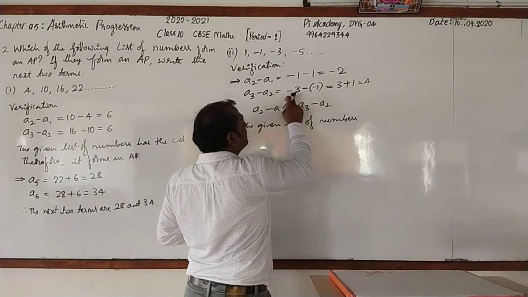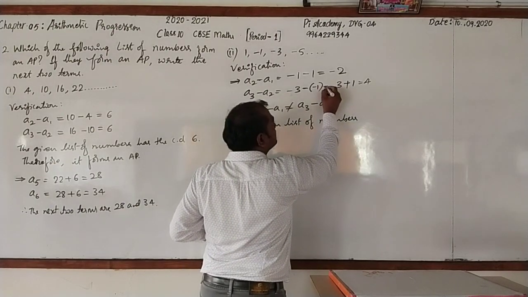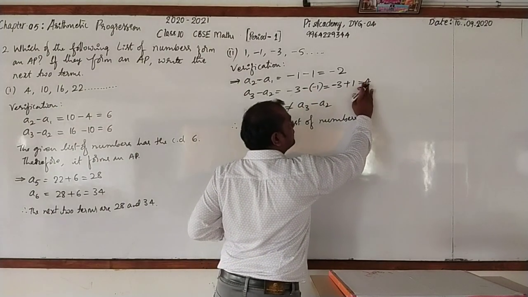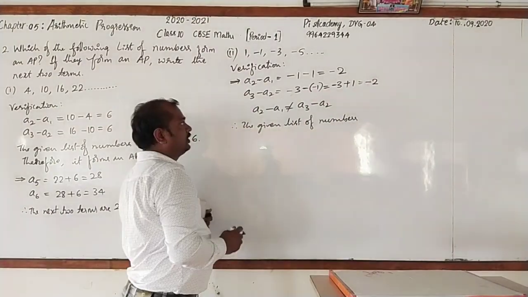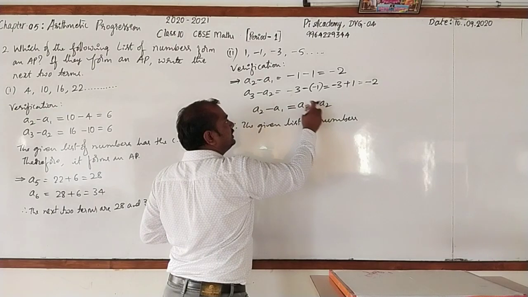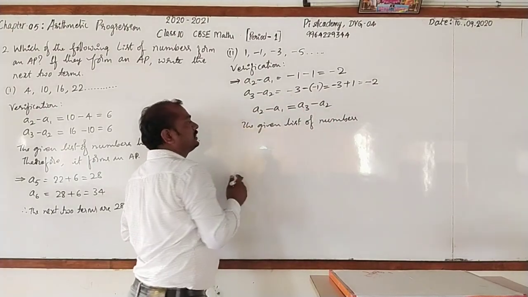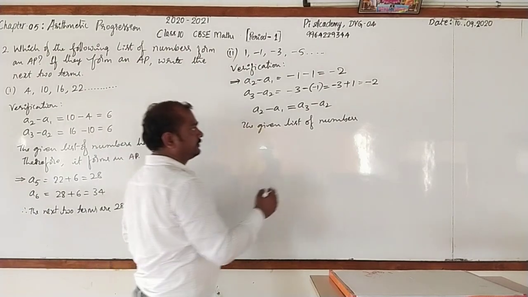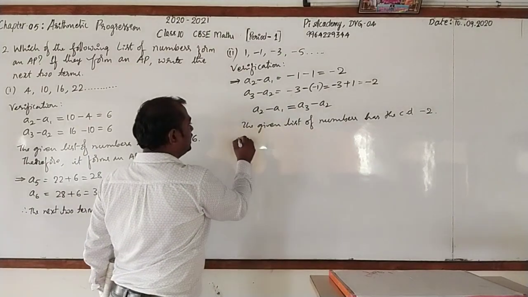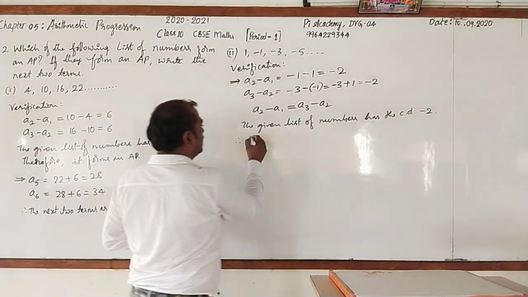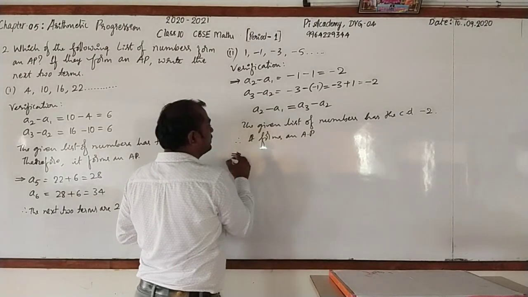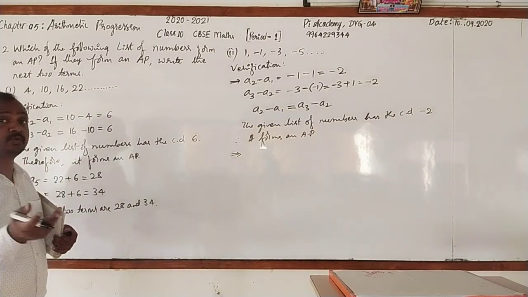Sorry, just observe here. Here minus 3. Actually, we had not considered. Alright, minus 3. Then this is minus into minus plus 1. Minus 3 plus 1 is minus 2. Now, A2 minus A1 is equal to A3 minus A2. We can write the given list of numbers has the common difference minus 2. Therefore it forms an AP. If it forms an AP, then we have to write the next two terms.